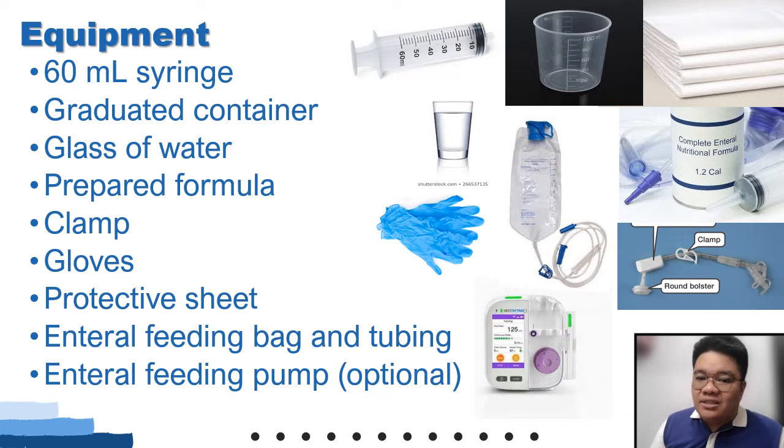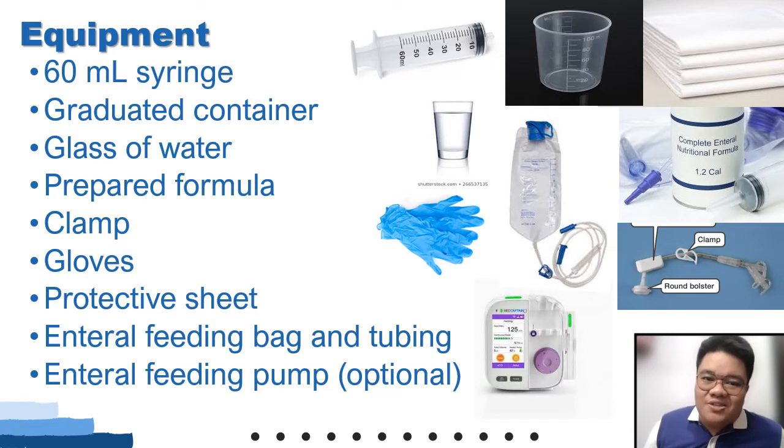Class, your graduated container, when we say graduated container, that's basically a container with markings of how many ml is that. Then a glass of water, a prepared formula. The formula, class, in our case here in the Philippines, is usually accomplished by the nutritionist dietitian or the dietary department. Then you would have your clamp, your gloves, your protective sheet, and then you will have your enteral feeding bag and tubing, and then you will also have your enteral feeding pump, which is optional.